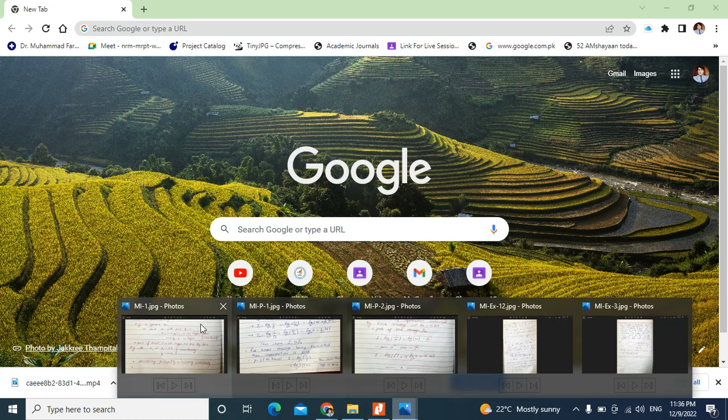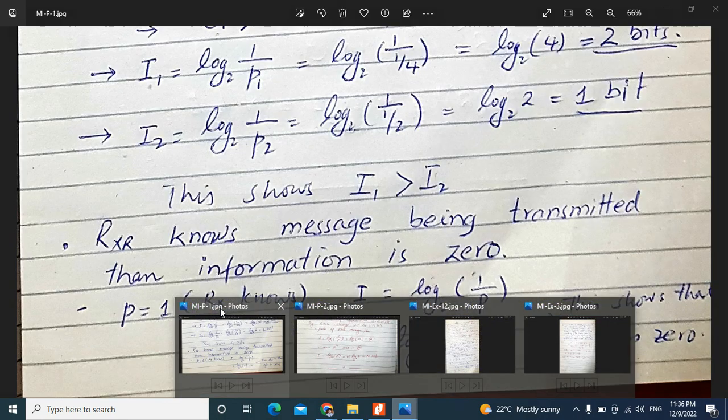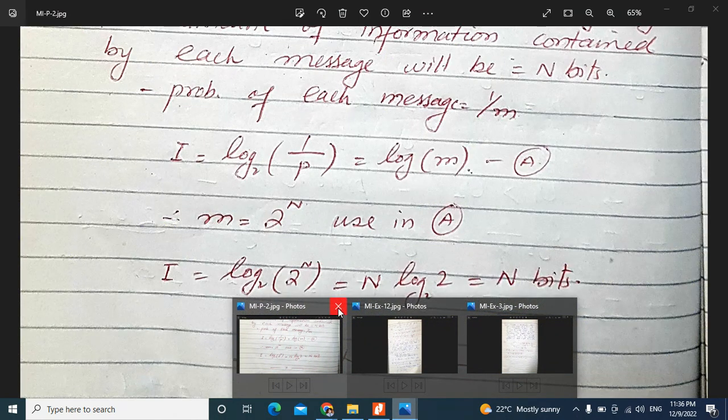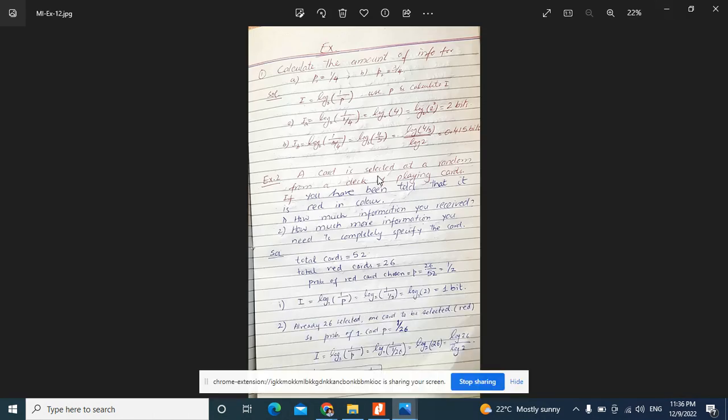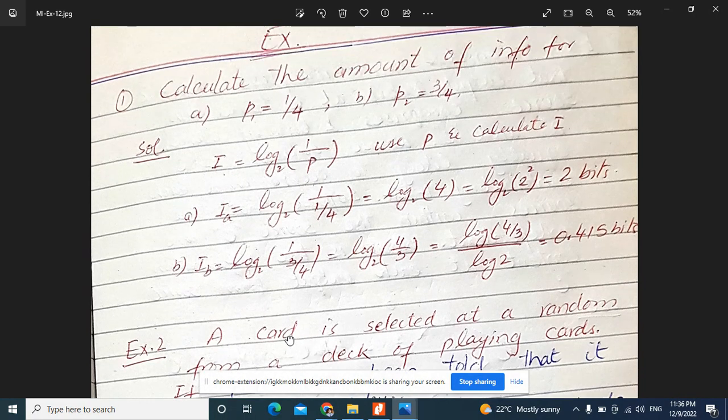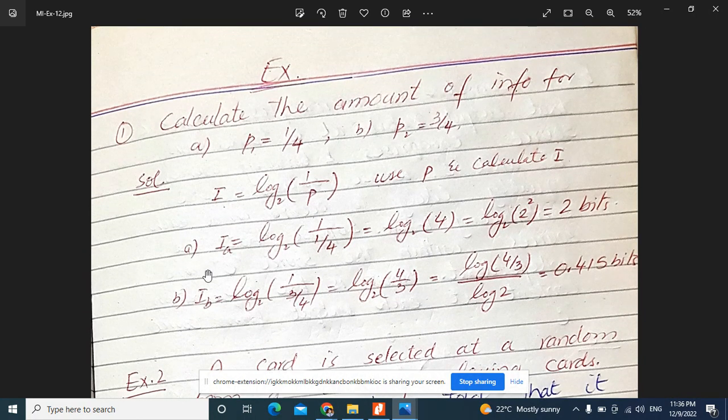In this session, we are going to discuss an example of the mutual information that we have already covered in our last lecture. When we try to solve some examples, you will better understand the calculation of the mutual information.